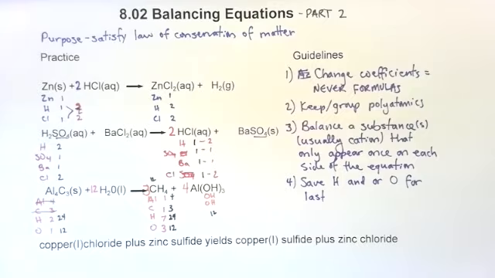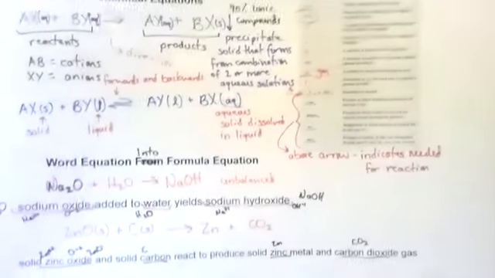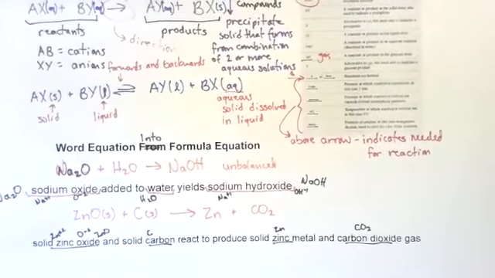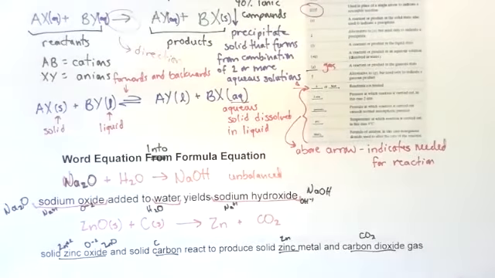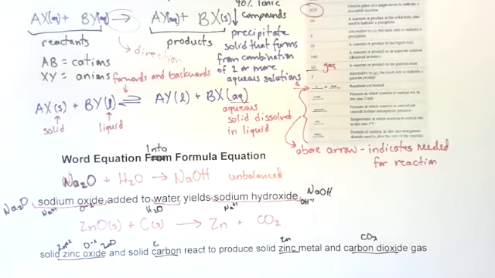Okay, this is part 2 of 8.02 on balancing equations. What we're going to do here is flip back to the last page, 801, and go to those two equations that we did: sodium oxide plus water gives us sodium hydroxide, and zinc oxide plus carbon gives us zinc plus carbon dioxide. So I'd like you to pause the video. To start off with, let's do a little bit of practice. Go ahead and try to balance these and see how you do.